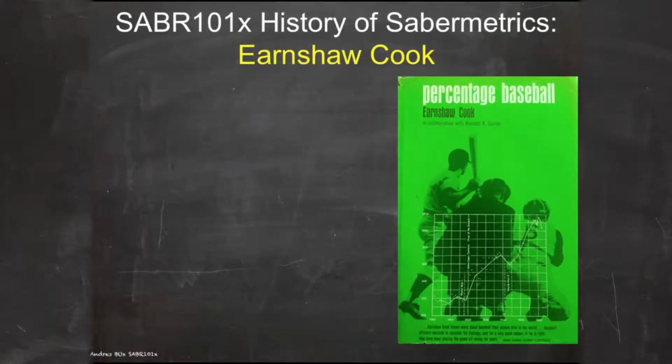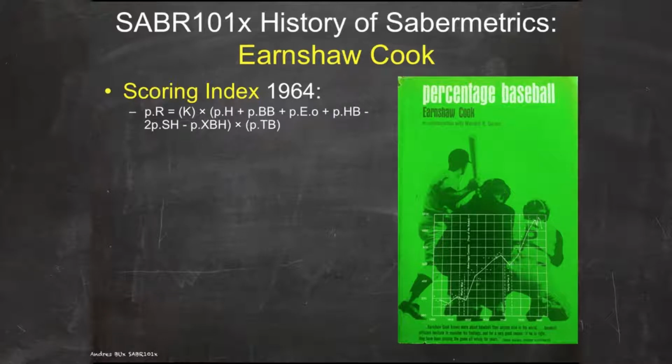So let's look again at the scoring index by Earnshaw Cook. The first scoring index he describes is in his 1964 book, Percentage Baseball. And this is the formula, and it looks very complex. What this represents is pretty straightforward, though. We can break this down and better understand it and then reconfigure it so it's even more understandable by today's sabermetricians. The P here, each of the P's in the formula represents probability.